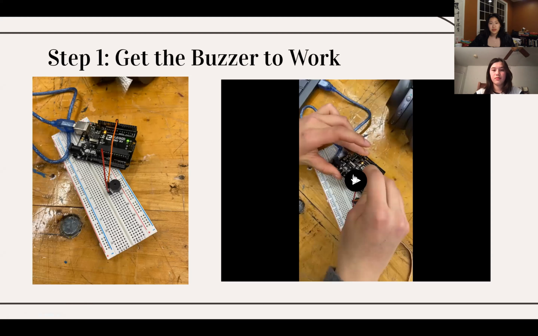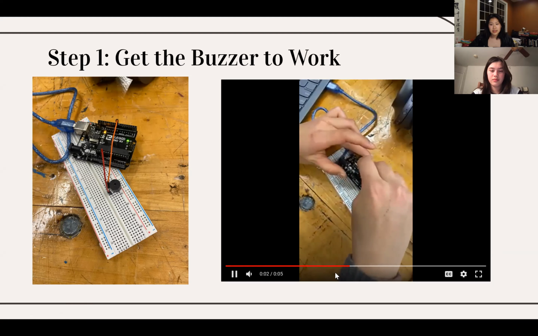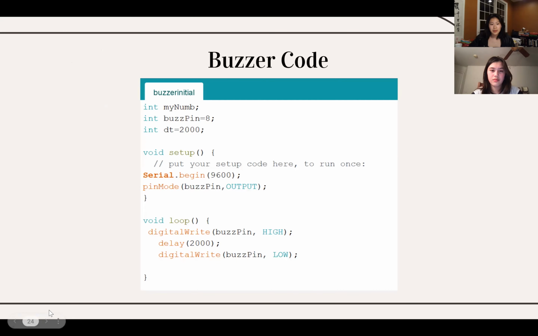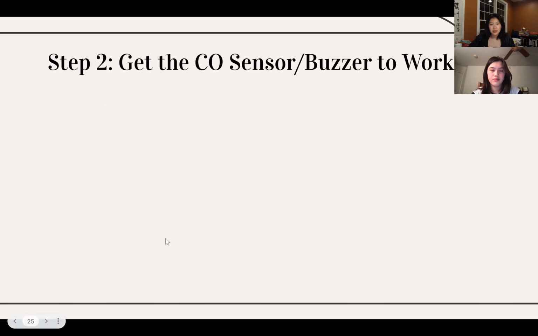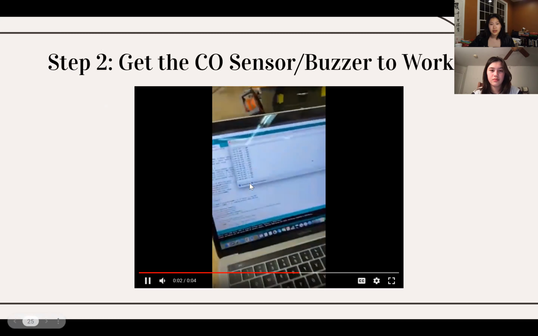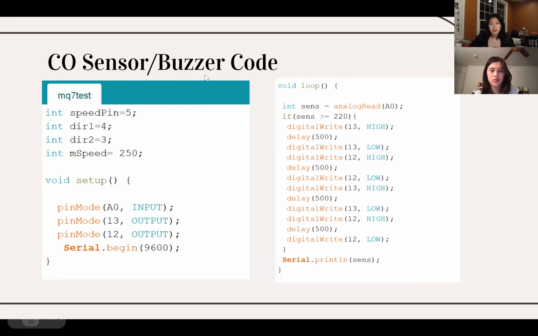The first step to getting this to work was just getting the buzzer and the alarm to work. Right here, you see us testing and seeing how that works. This was our code for that. And once we got that to work, we really wanted to make sure that the sensor and the buzzer could talk to each other and work. Here you see that when the sensor levels were high, the buzzer would go off. And this is our code for that.